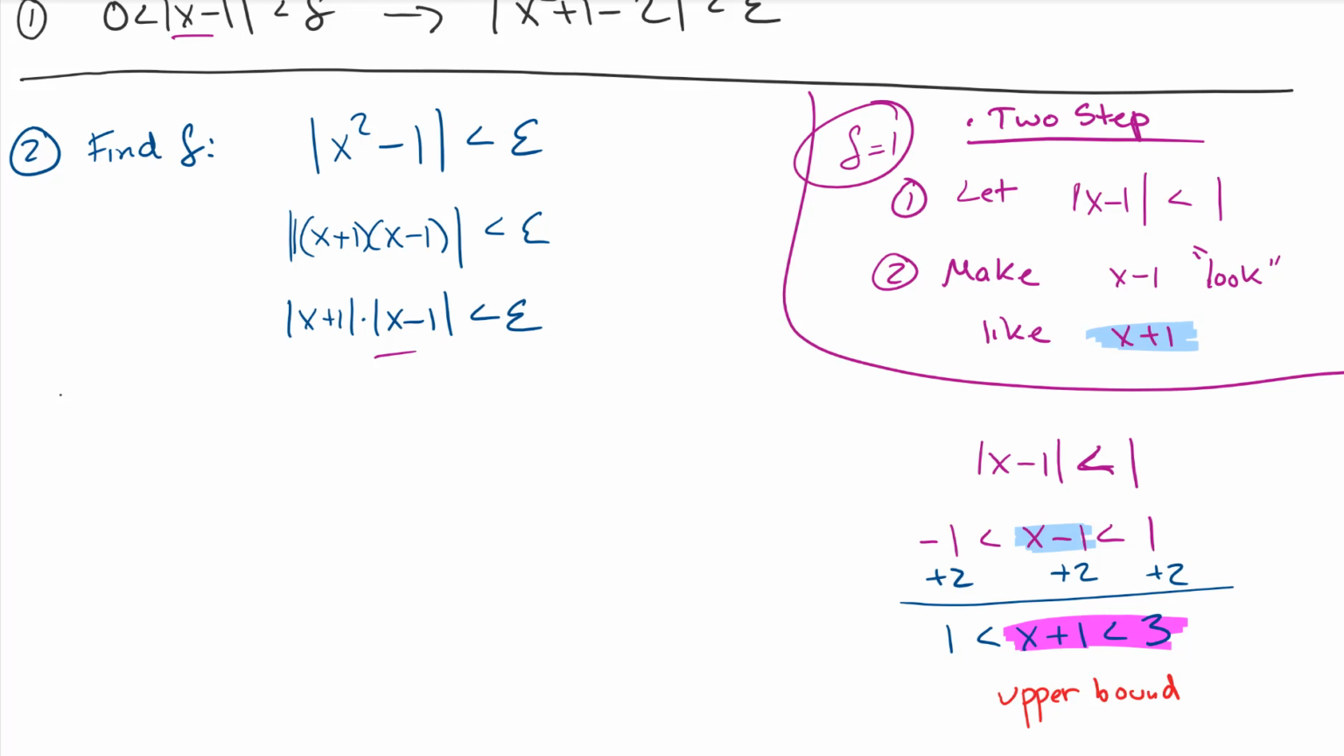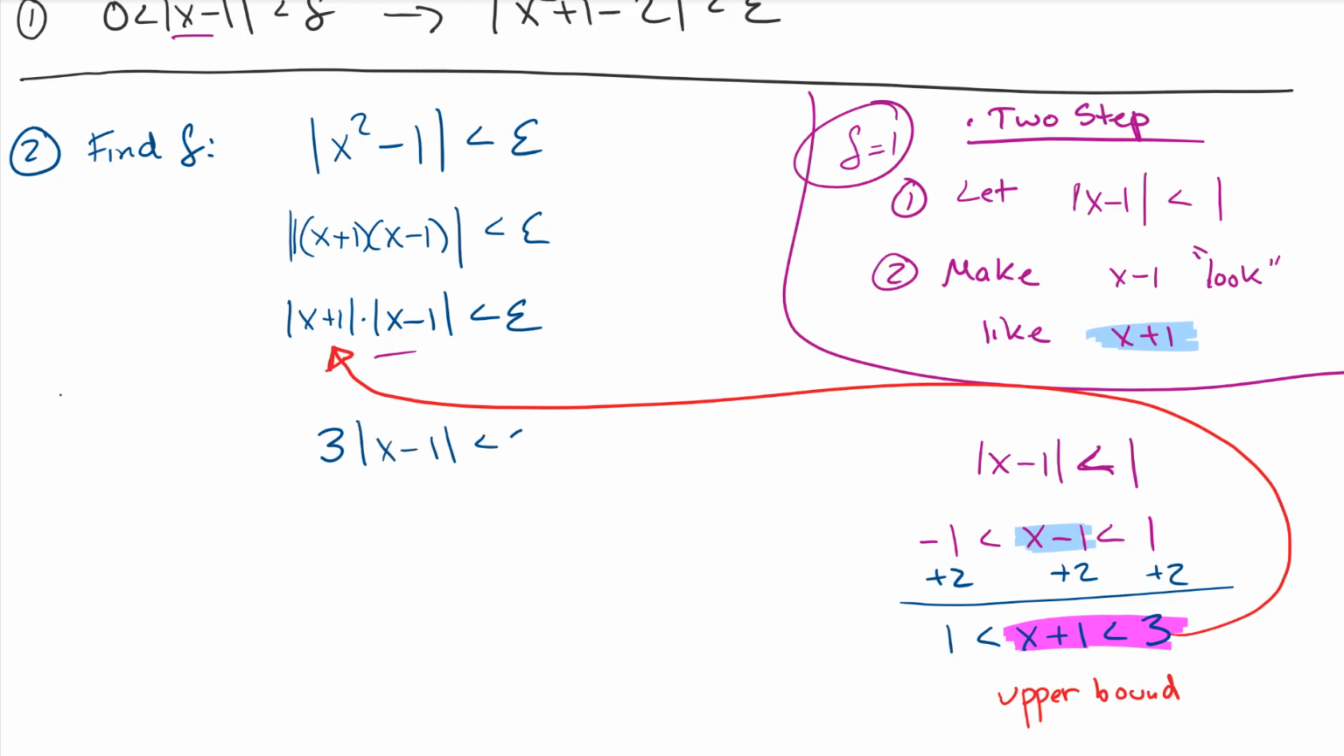So here's what we're going to do with it. Whatever we find this number to be, we're going to just take it and go, boom, and replace that x plus 1 with it. So it's 3 times the absolute value of x minus 1 is less than epsilon. Now divide by that 3 and you get that absolute value of x minus 1 is less than epsilon over 3. And you might be like, dude, we already found delta. We said it was 1.